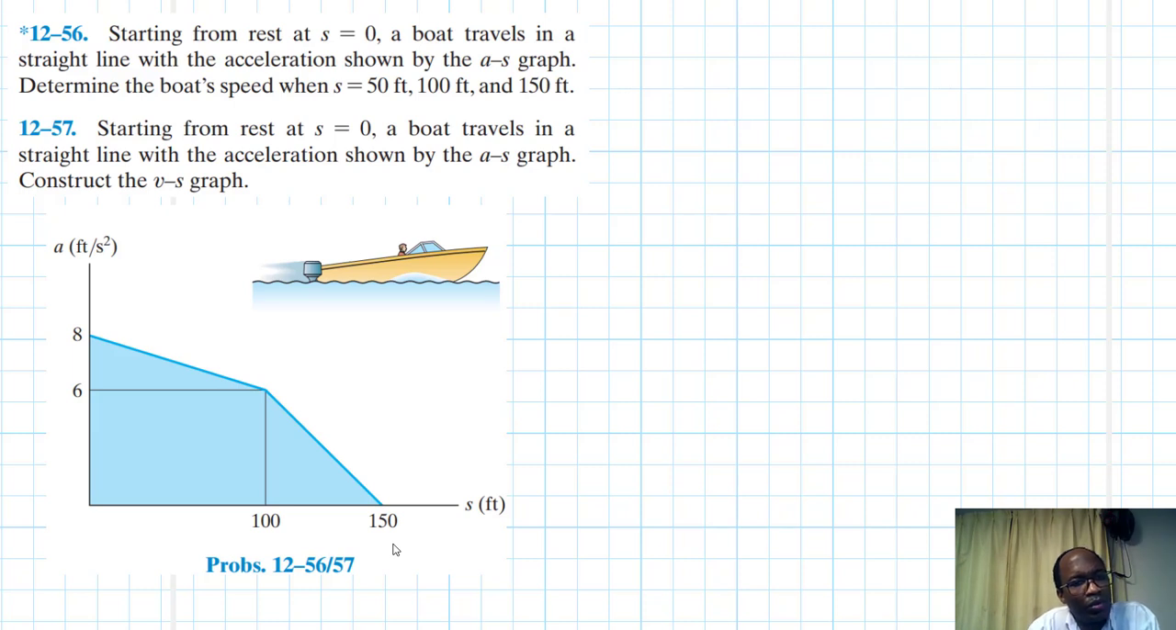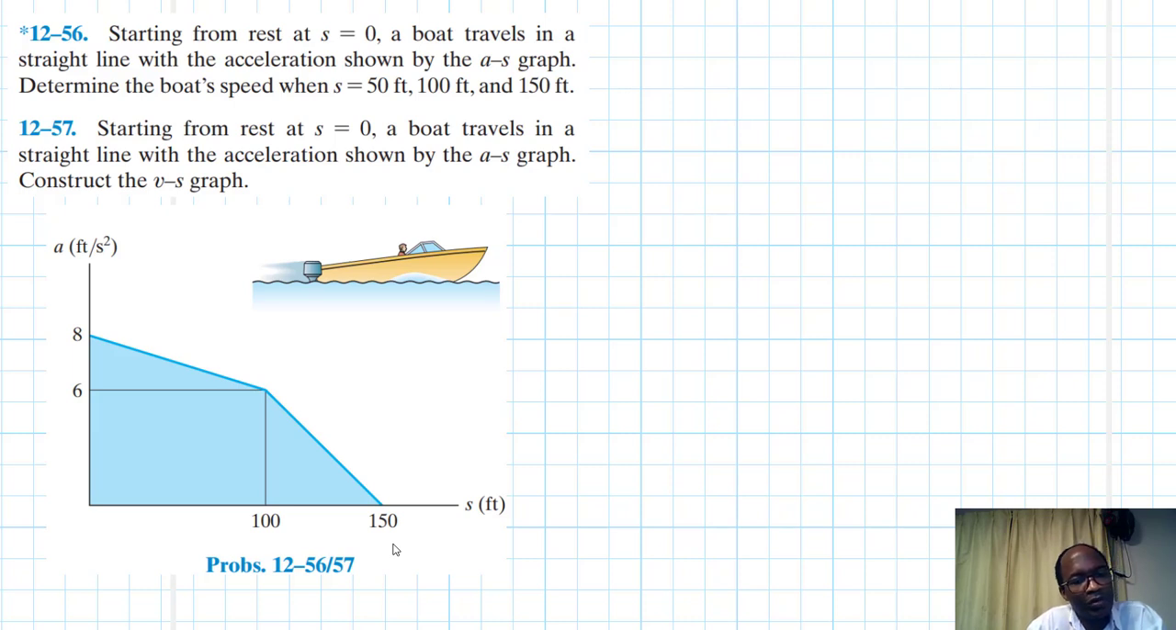Hello, the problem reads: starting from rest at position equal to 0, a boat travels in a straight line with the acceleration shown by the acceleration-position graph. Determine the boat's speed when position is 50 feet, 100 feet, and 150 feet. The second problem reads, I'll just read the last part: construct the velocity-position graph.